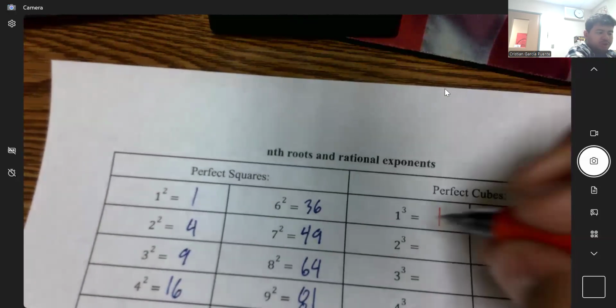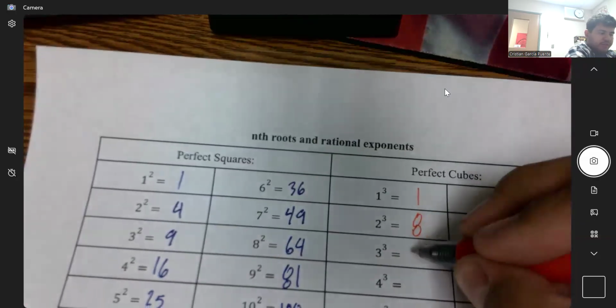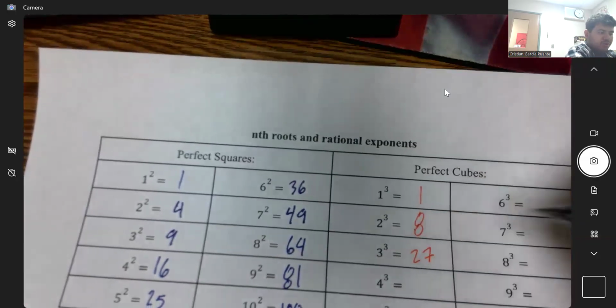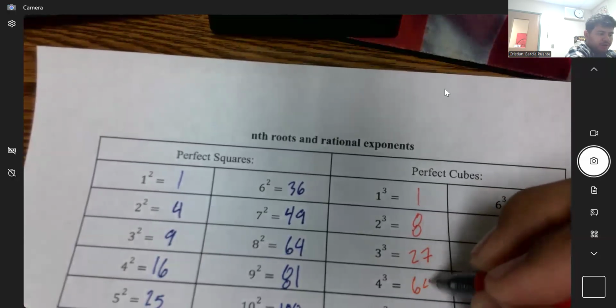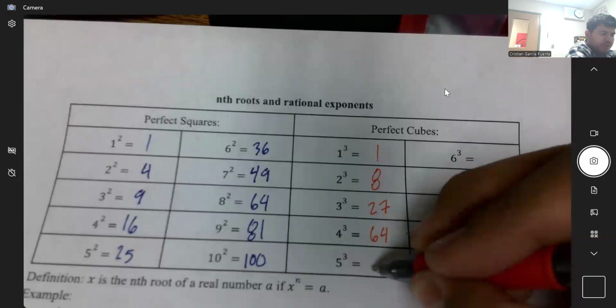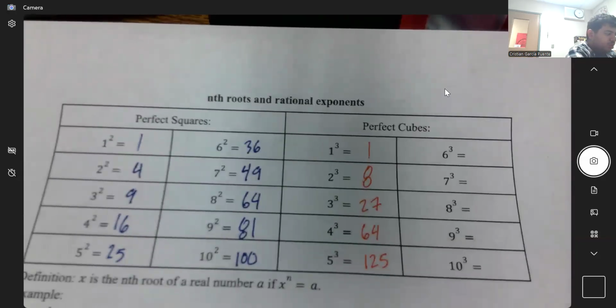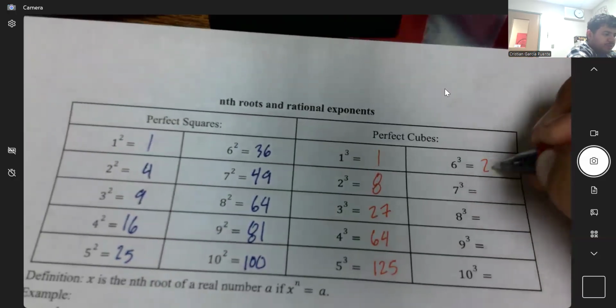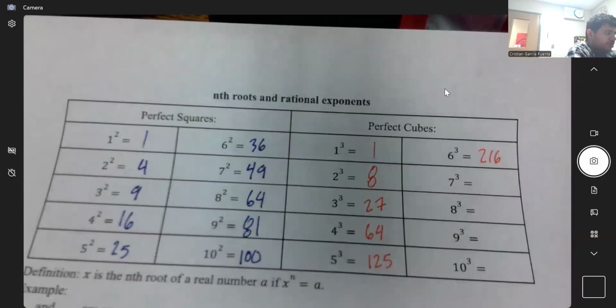For two cubed, it would give you eight. Three cubed, it would give you 27. Four cubed, it would give you 64. Five cubed, it would give you 125. Six cubed would give you 216. Seven cubed would give you 343.